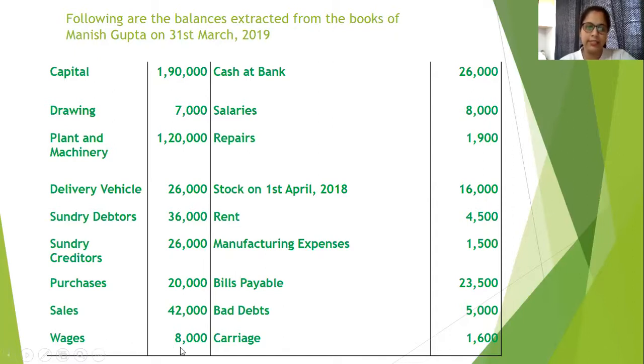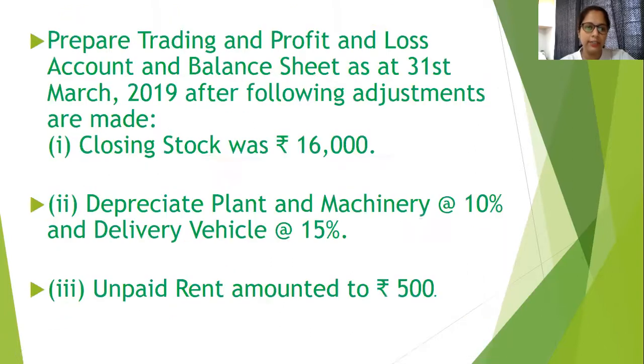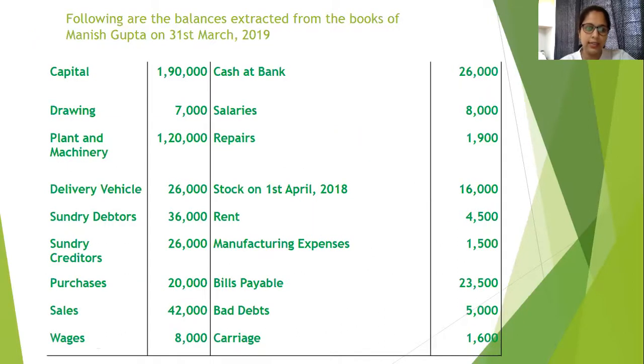wages in the debit side of trading account. We can check if there is any other information related to wages like we had in the previous question. No, no additional information. So wages in the debit side of trading account, cash at bank, again asset side towards the end, salaries, this is indirect expenses in the profit and loss account, repairs, indirect expenses, profit and loss account, stock on 1st April, this is opening stock in the trading account, rent 4500, again it is an expense, profit and loss account, manufacturing expense. So it is a direct expense. It is related to manufacturing of goods or procurement of goods. So it will come in the trading account as 1500.